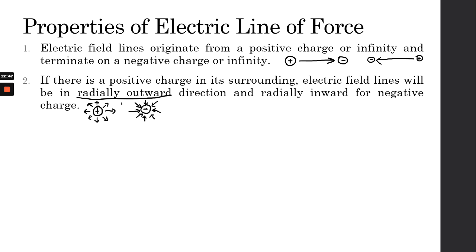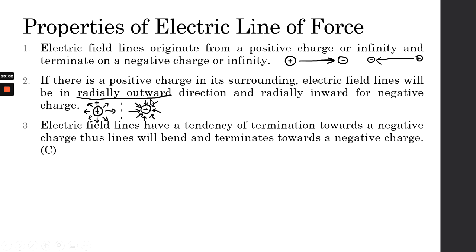But if I have just a single one, I'm going to draw the electric field line or the electric line of force from a positive radially outward. They're all pointing outward. But if I have negative, they're going to be pointing inward.